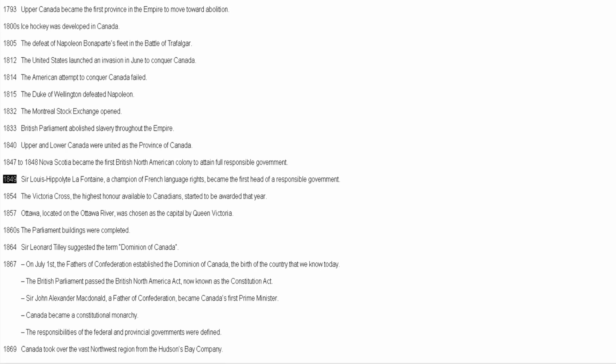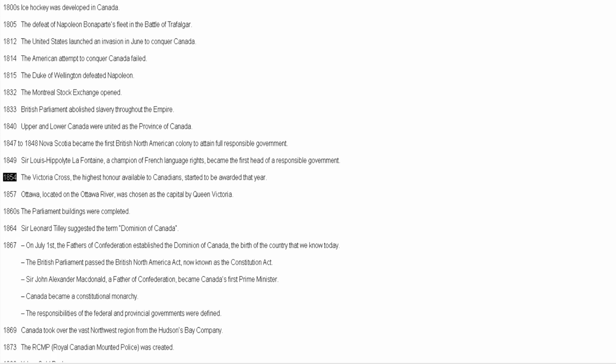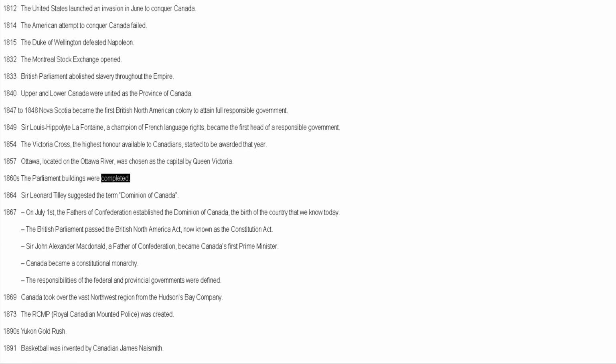1847 to 1848 Nova Scotia became the first British North American colony to attain full responsible government. 1849 Sir Louis Hippolyte Lafontaine, a champion of French language rights, became the first head of a responsible government. 1854 The Victoria Cross, the highest honor available to Canadians, started to be awarded that year. 1857 Ottawa, located on the Ottawa River, was chosen as the capital by Queen Victoria. 1860s The Parliament buildings were completed.